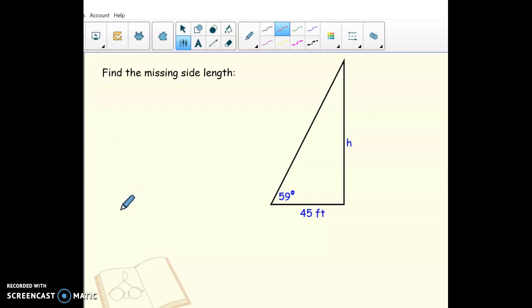Let's try one more like this. I would label the sides and figure out whether this is a sine, cos, or tan problem. From this angle's perspective, this side would be the opposite leg, and this would be the adjacent leg. Our hypotenuse is always the long side, but we're not using it here. We have opposite and adjacent, so opposite over adjacent is TOA. So this is a tan problem.